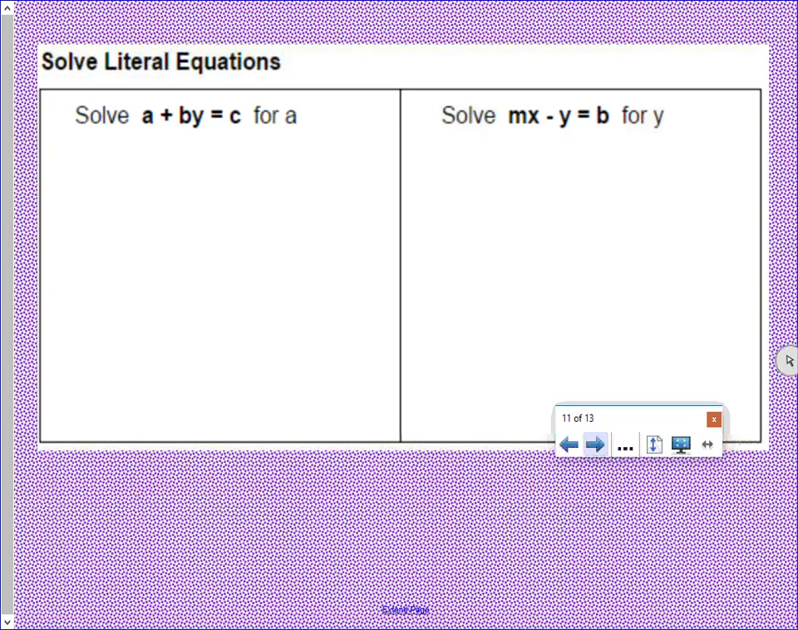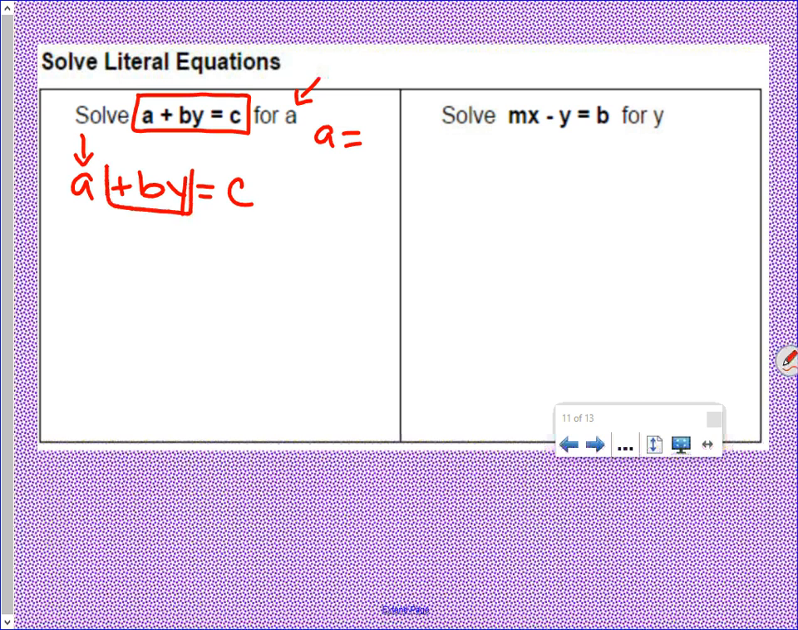Solve literal equations. Remember, literal equations have multiple variables. So in our first example, solve a plus by equals c. That's your literal equation, all variables. And we want to solve it for a, which means we want it to look like a equals something. We want a to be all by itself. To get a by itself, we need to move this plus by. We have to get rid of that. It's positive. The opposite of positive is a negative. So we're going to do minus by on both sides of the equal sign.